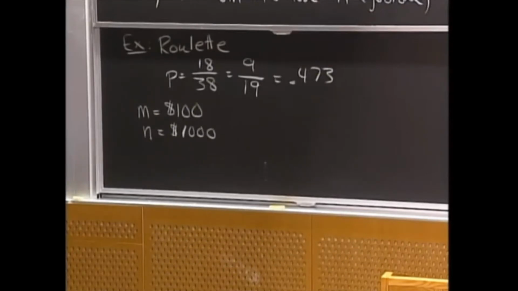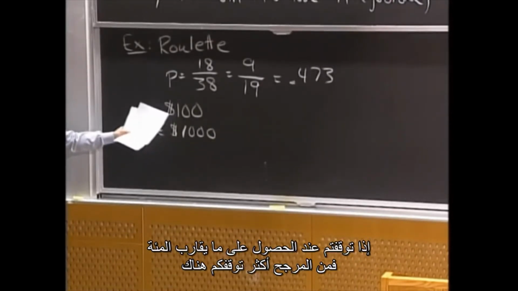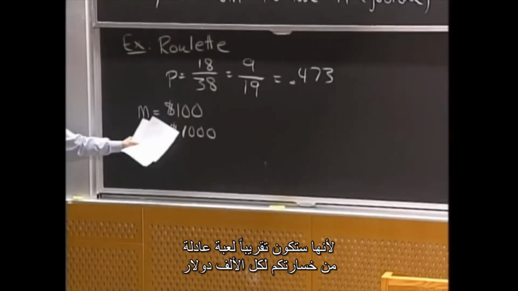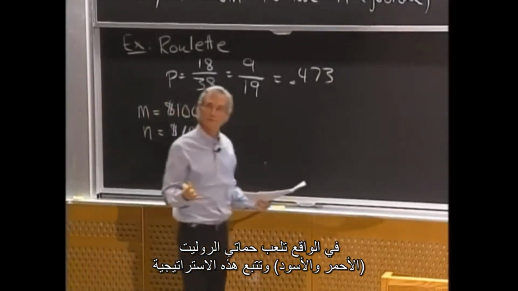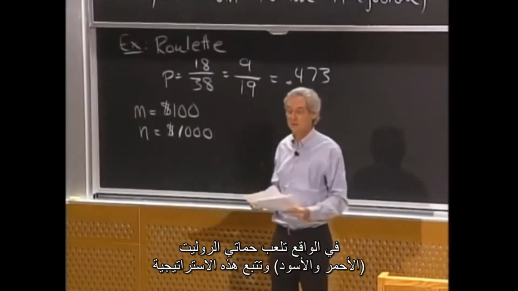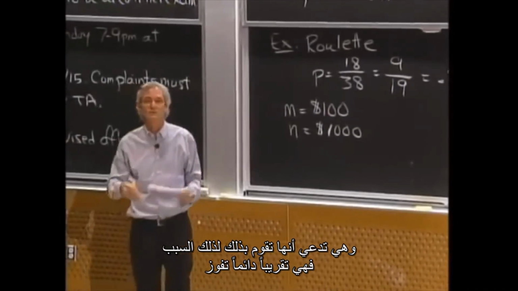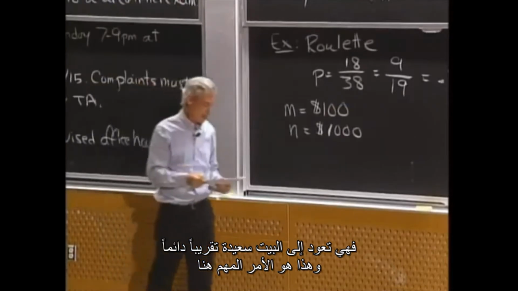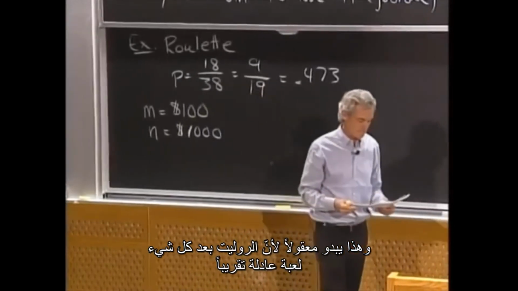And this means that, at least the thinking goes, you're more likely to go home happy. If you quit when you get up by 100, you're more likely to land there, because it's almost a fair game, than you are to lose all 1,000. That's the thinking anyway. In fact, my mother-in-law plays roulette, red and black, and she follows this strategy. And she claims that she does this for that reason, that she almost always wins. You know, she goes home happy, almost always. And that's the important thing here. And it does sound reasonable because, after all, roulette is almost a fair game.